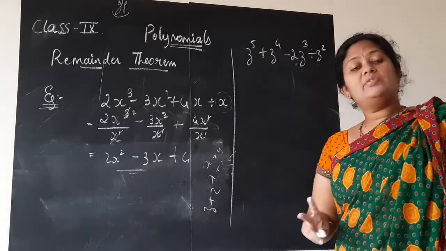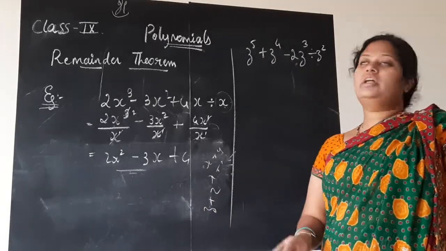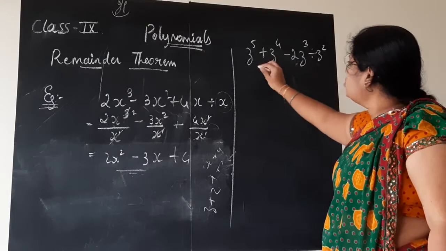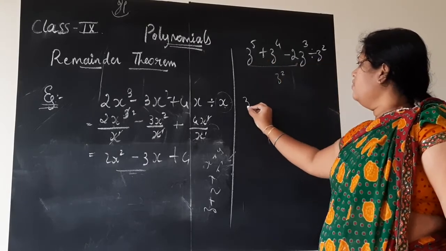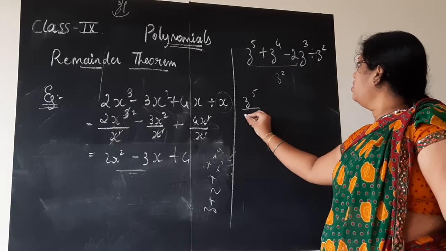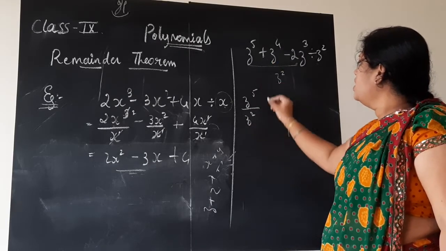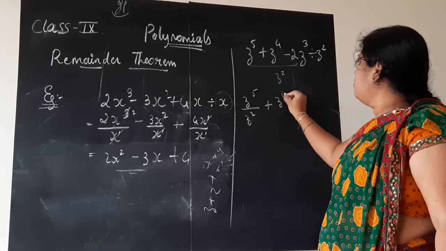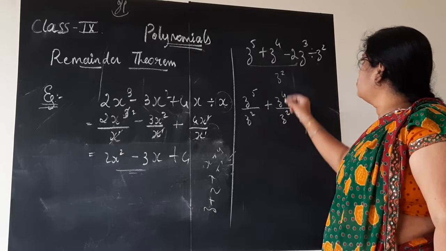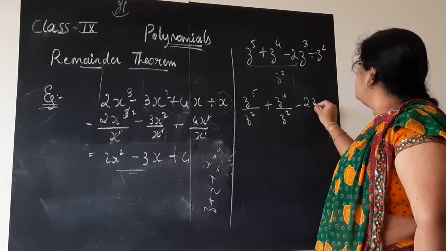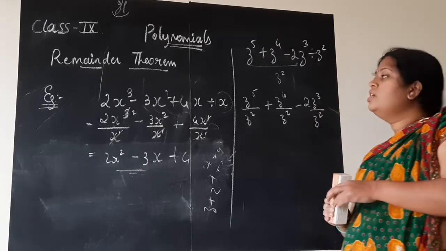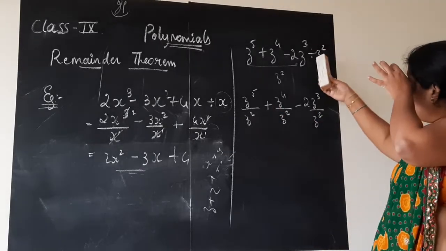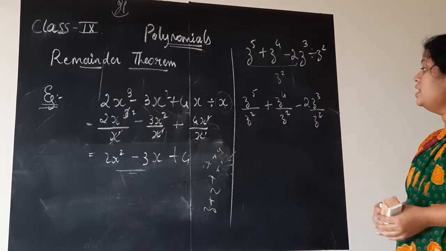If only two terms are there, then we call it a binomial. If not, they are monomials. Here also this whole thing should be divided by z square. So I will write individually: z to the power 5 by z square, plus as it is z to the power 4 divided by z square, minus 2 as it is z cube divided by z square again. As I did there, individually each term I am dividing by z square here.